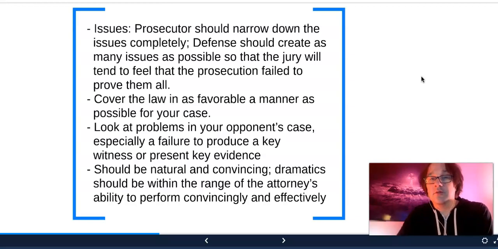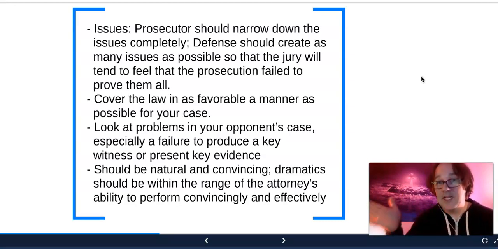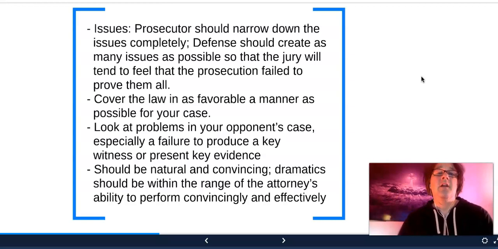You might also cover the law in as favorable a manner as possible for your case. This is particularly true if you're the prosecution, right? You might say, murder one requires premeditation. We showed that the defendant planned out this murder, right? So you might remind jurors of that.